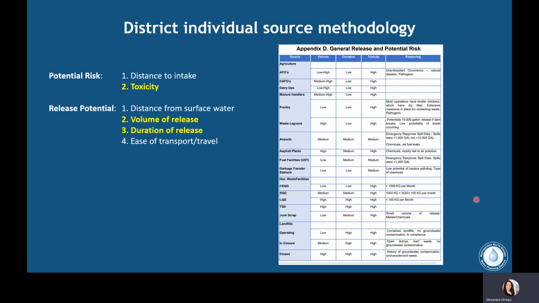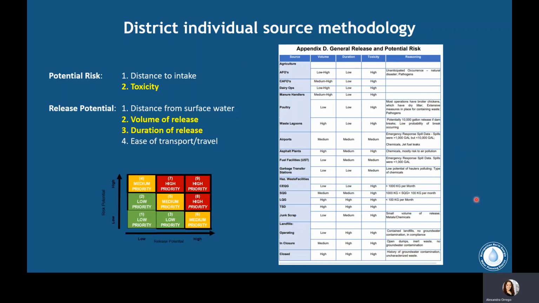Once every single individual source underwent risk and release potential assessment and was plotted on the matrix, the overall individual potential susceptibility score could be calculated. We did this by applying a weighted average that is also based on the size of the watershed. This allows us to take a closer look at the number of potential point sources of pollution, their priority, so high, medium, or low, and compare it to the overall size of the actual watershed.